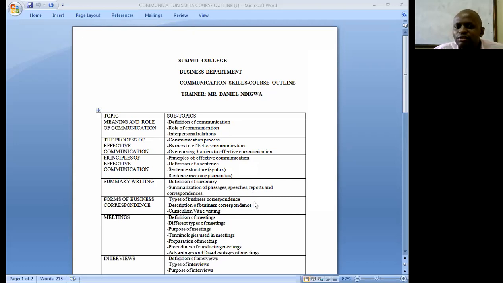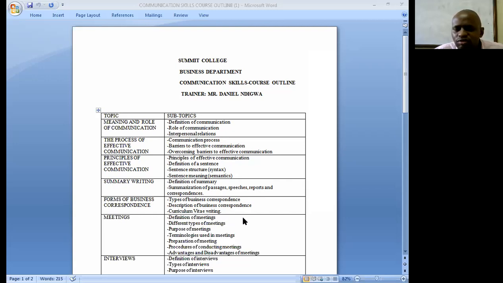A passage is something, for example, when you're reading a book or a story, how are you going to summarize it? You also need to understand how to summarize a speech. When somebody is giving a speech, how well are you going to summarize that speech? At some point, you also need to understand reports and correspondence. When you're writing a report or a correspondence, you need to understand what you really need to do. Then we have forms of business correspondence, types of business correspondence, description of business correspondence, and curriculum vitae.